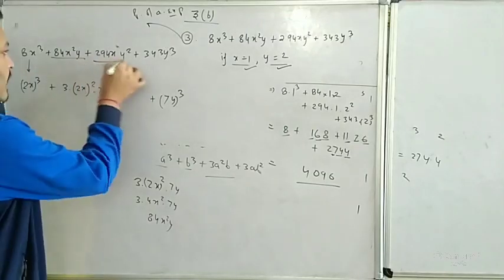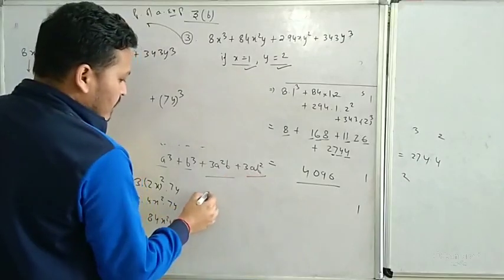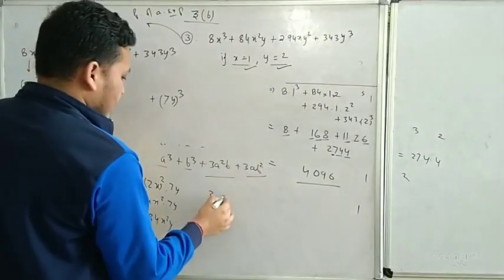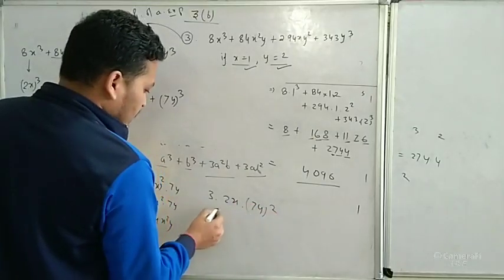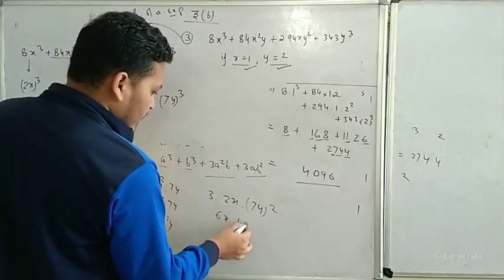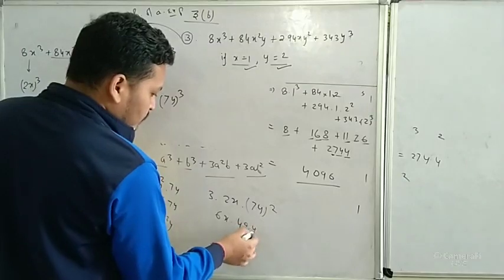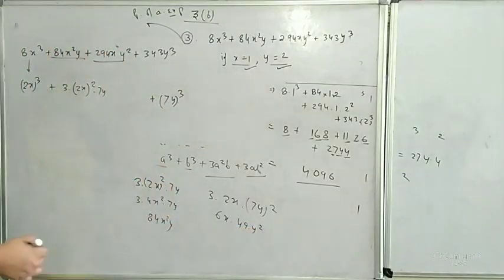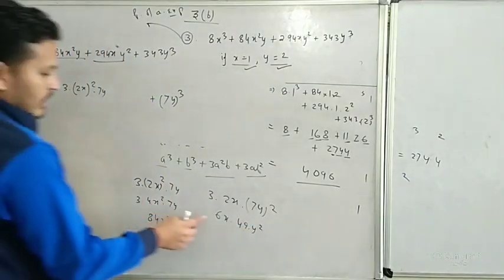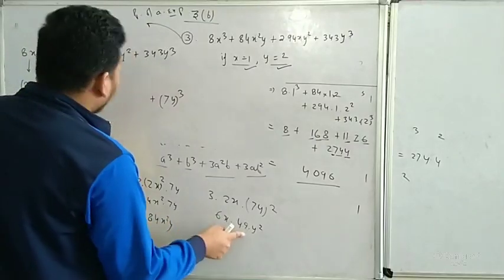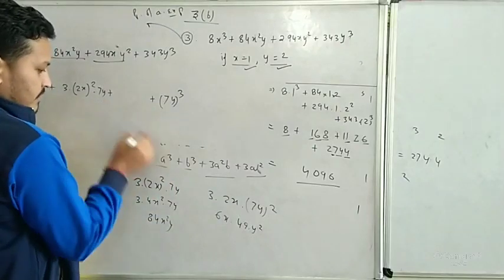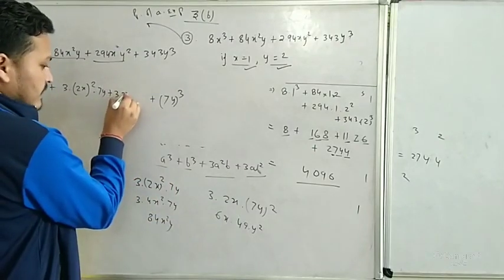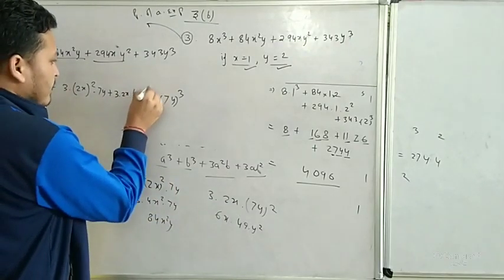And next this last part, which one is this? 3ab square. So 3 into a. What is our a? A is 2x and b is 7y and its whole square. So then 3 into 6 into x, 49 into y square. When we multiply this, we will get 6 9s are 54. It is coming in terms of 4, so what can we write this as? Plus 3 into 2x into 7y and then its whole square.